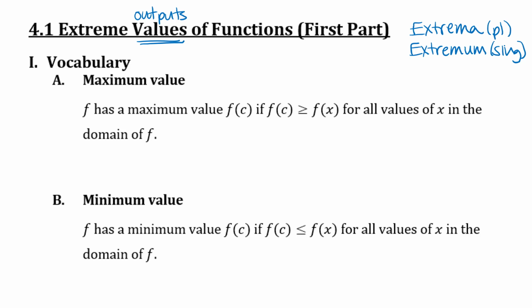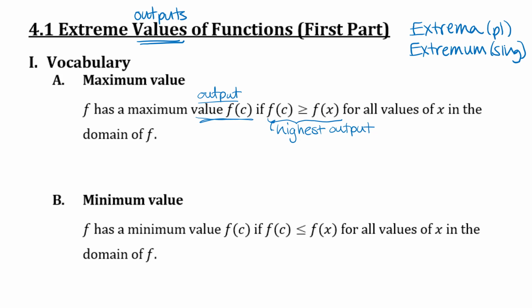Okay, so the first thing that we see for this vocabulary is what it means to be a maximum value of a function. So f of x has a maximum value f of c, so again that's an output value, if that output, f of c, is greater than or equal to f of x for all values of x in the domain. Essentially, that output is at least as big as all the other outputs. We could think of that informally as saying that this is the highest output. This f of c is the highest output of all the outputs in the entire function.